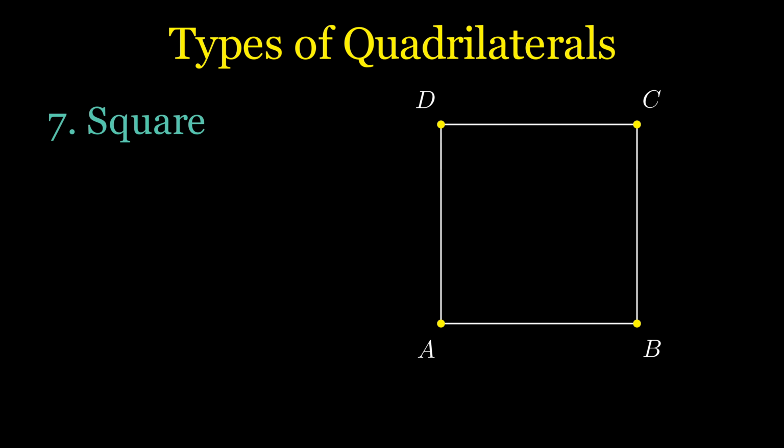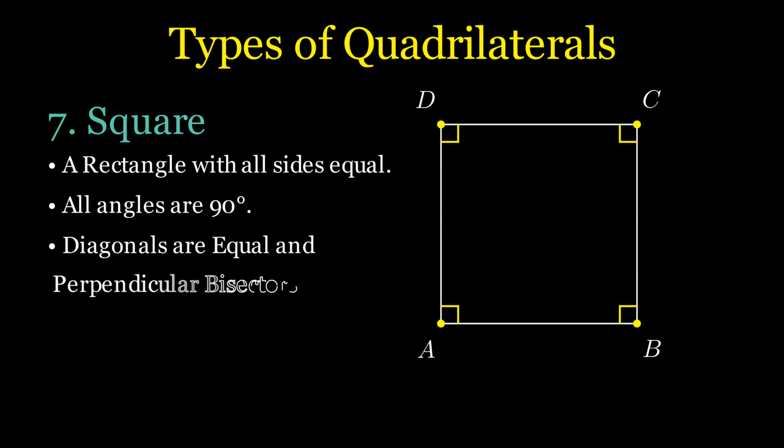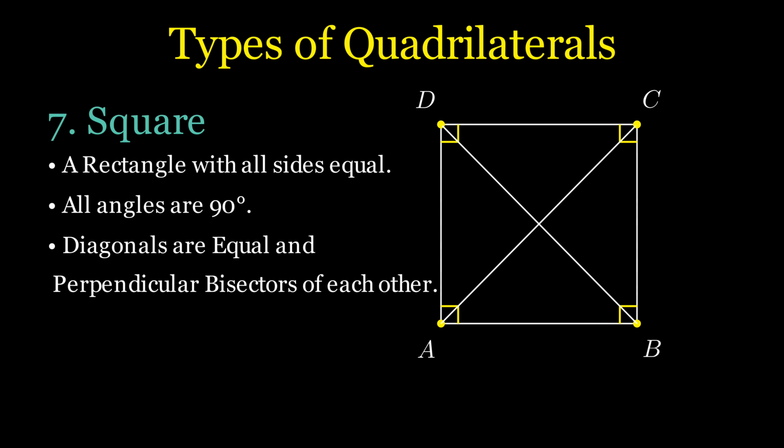Finally we have square. It is a rectangle with all sides equal. All angles are of course 90 degrees. Diagonals are equal and perpendicular bisectors of each other. So here the diagonal AC is equal to diagonal BD and the diagonals bisect each other at 90 degrees.